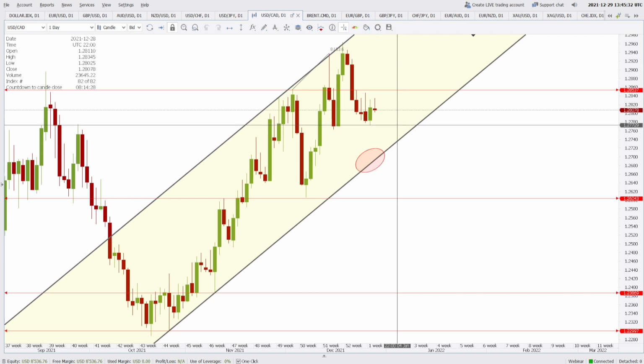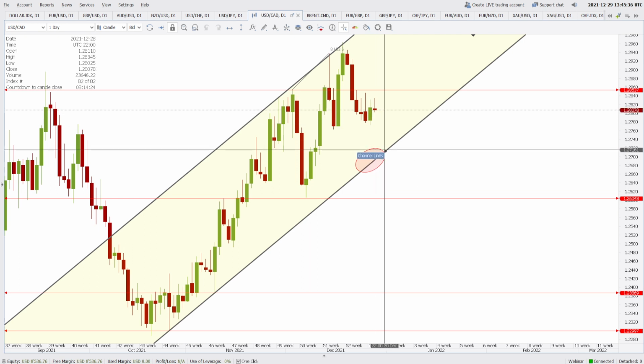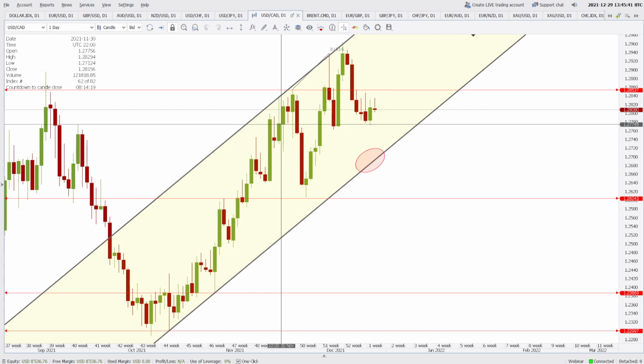Approximately the 1.2772 area I think will be expected in this market, and if it even dips further, then it can give us a buying opportunity which we are looking for in the USD CAD, because this is a rising market right now.